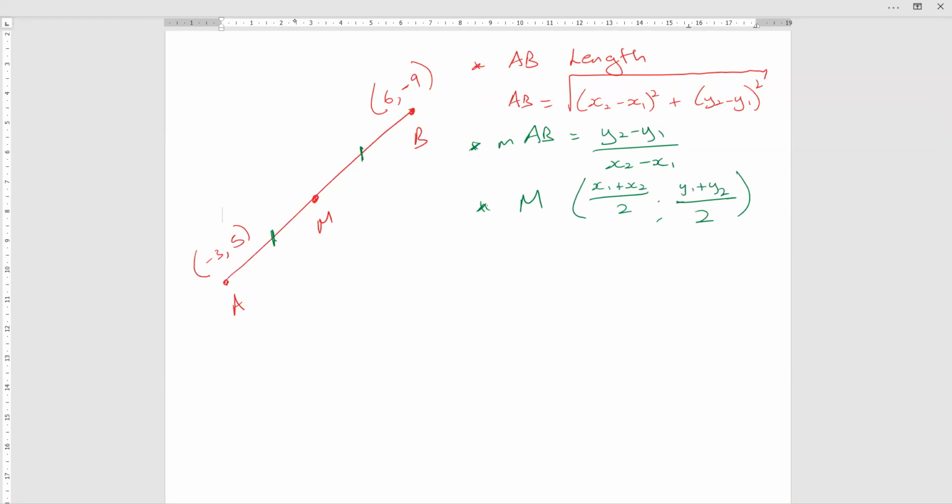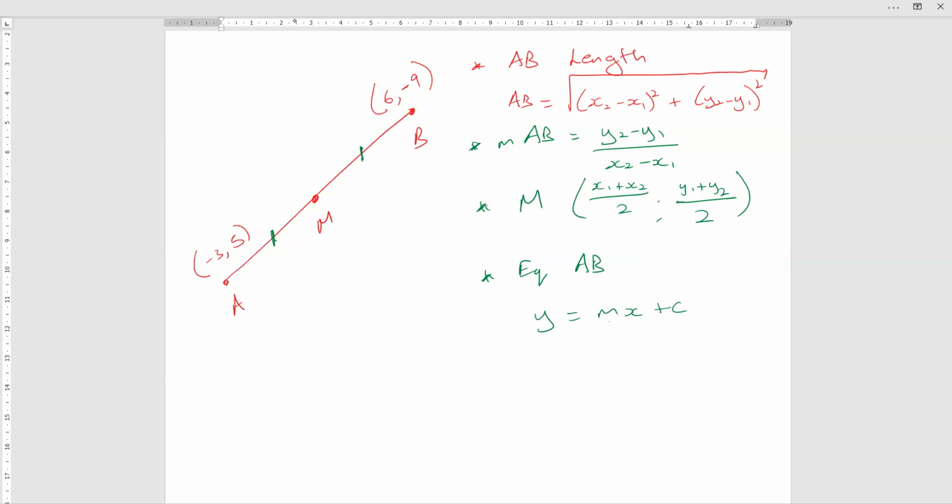Now, the next thing that we can test on in analytical geometry is to find the equation of AB. How would we find the equation of AB? Using the gradient of AB and then substituting a point to find your C value. Very good. We're going to use the formula y equals mx plus c.